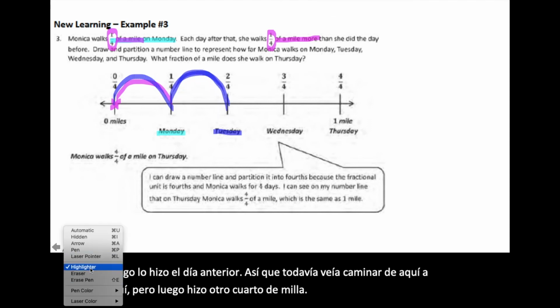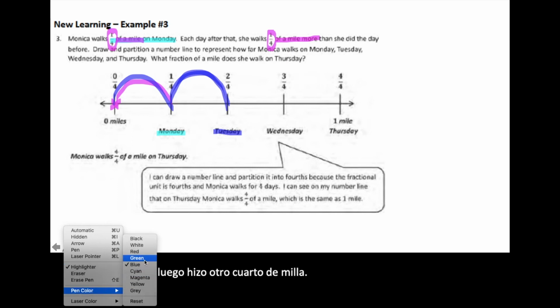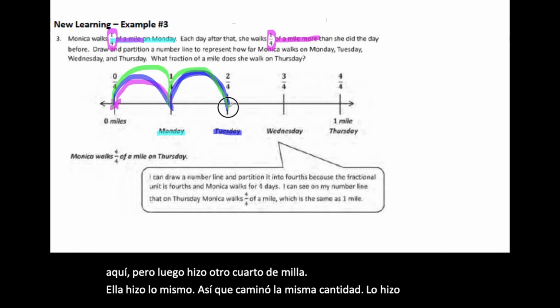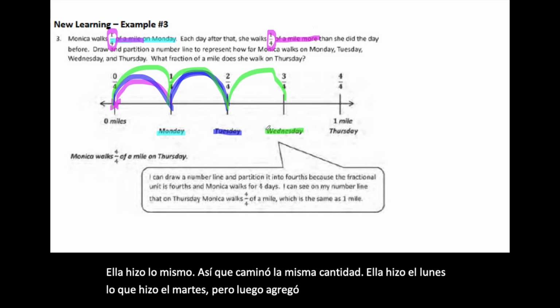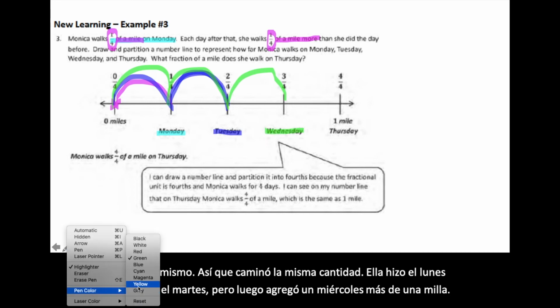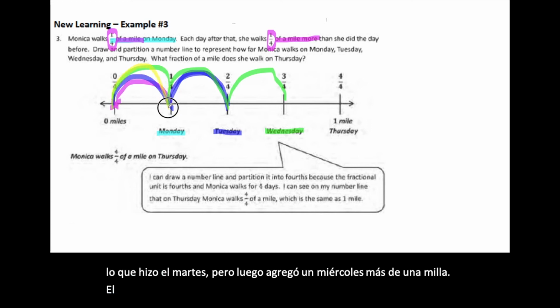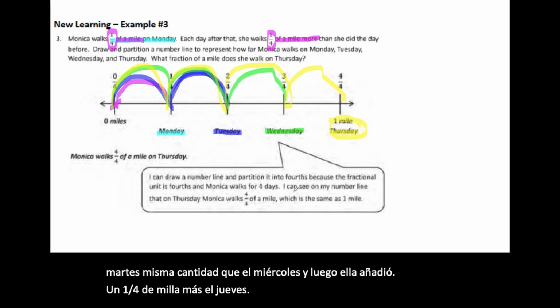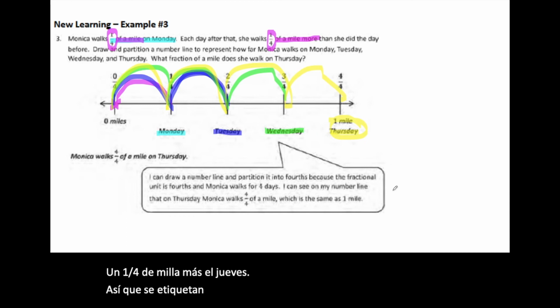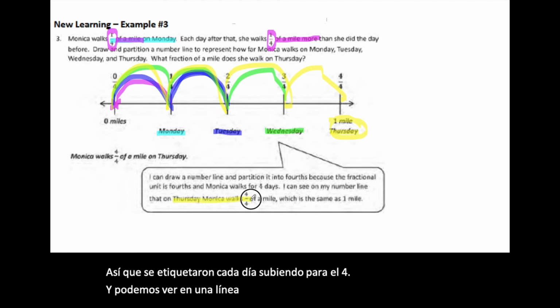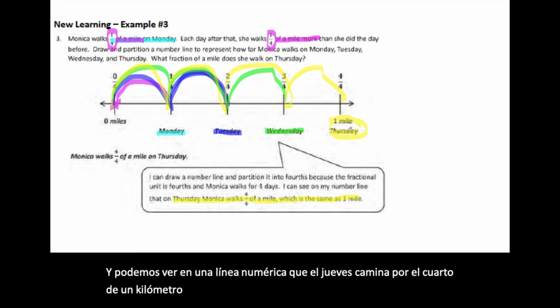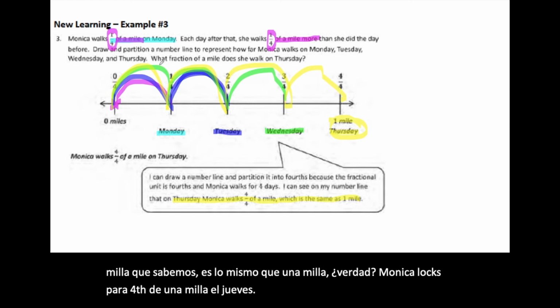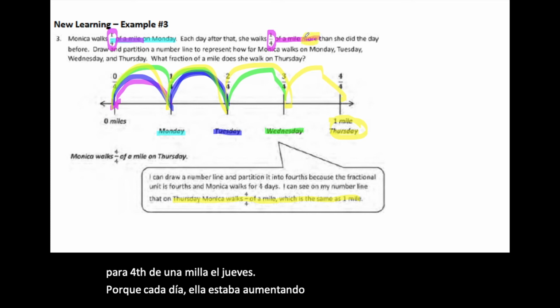On Wednesday, she did the same thing. So she walked the same amount she did Monday, the same amount she did Tuesday, but then she added one more 1/4 of a mile on Wednesday. On Thursday, the last day, same thing. Same amount as Monday, same amount as Tuesday, same amount as Wednesday, and then she added one more 1/4 of a mile on Thursday. So they labeled each day going up by the 4th, and we can see on our number line that on Thursday she walks 4/4 of a mile, which we know is the same as 1 mile, right? Monica walks 4/4 of a mile on Thursday. Because each day she was increasing, she was adding more. That's the key word there.